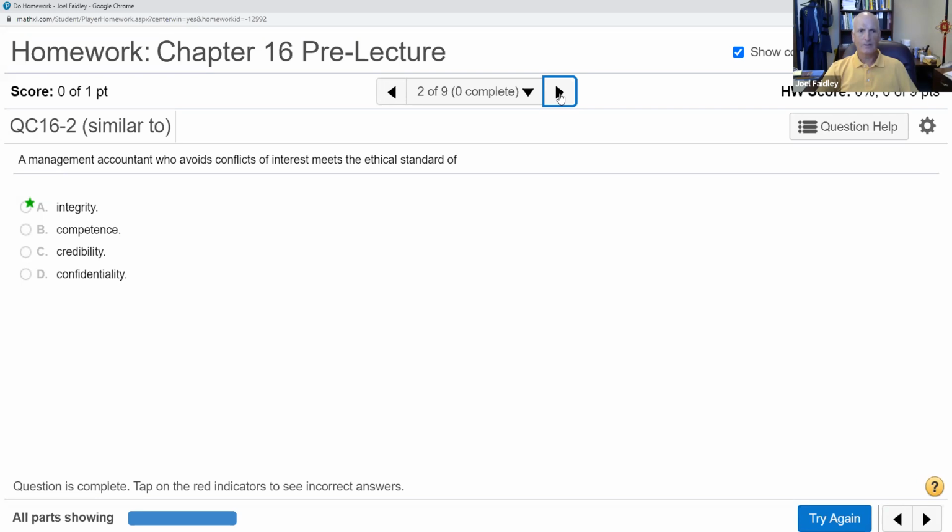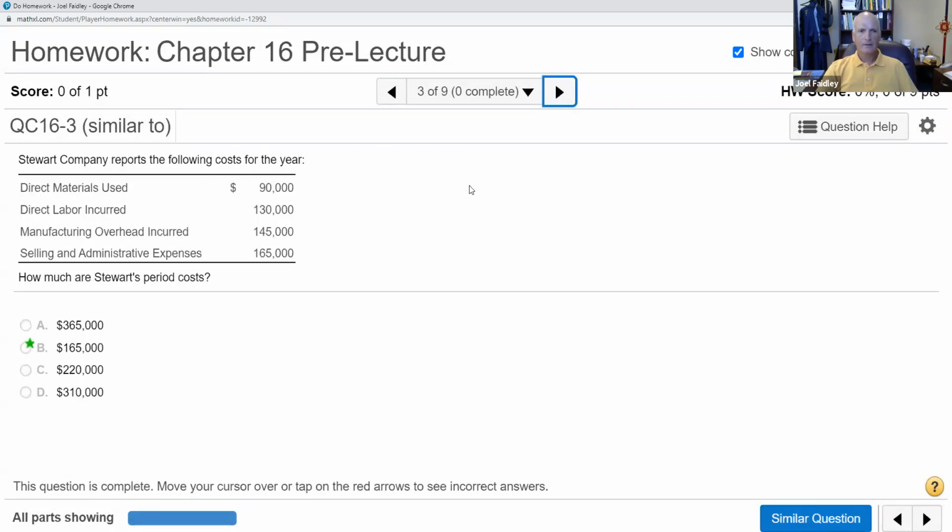Of course, we're always concerned about integrity. So let's look at this one. This is the first exercise that you'll see in this chapter. And what they want you to calculate is what is the period cost.